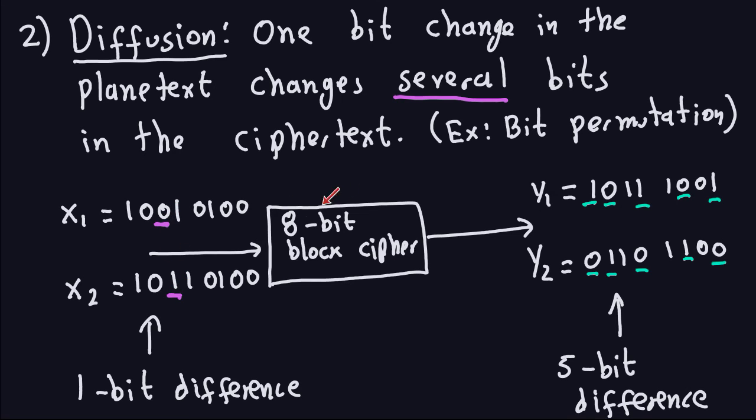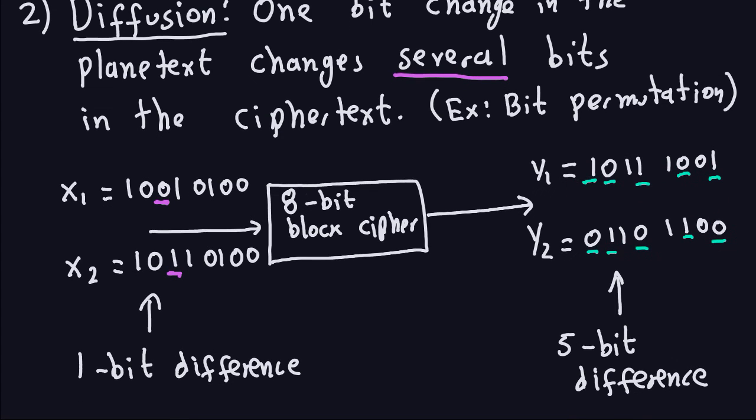If this 8-bit cipher is to have diffusion, this bit change here in one position should change many positions in the corresponding ciphertext. Now x1 is the plain text, y1 is the ciphertext coming from x1, and y2 is the ciphertext coming from x2. So in the plain text, I have a 1-bit change, and you see here the green parts are the bits that are different between these two ciphertexts, and you want that to happen.